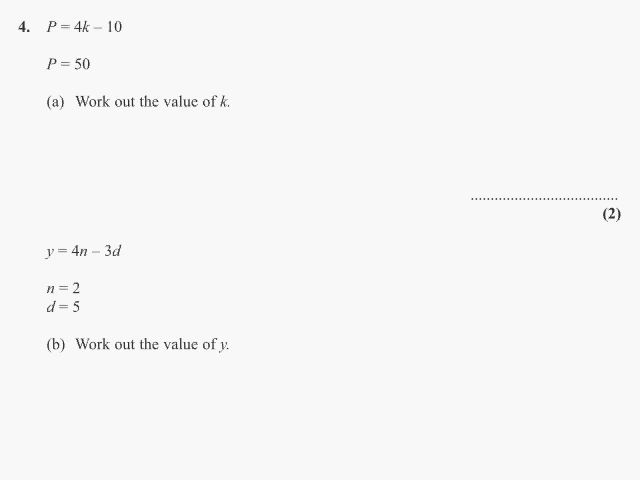Question 4. P is equal to 4k minus 10. P is equal to 50. Part A. Work out the value of k. This is worth 2 marks.